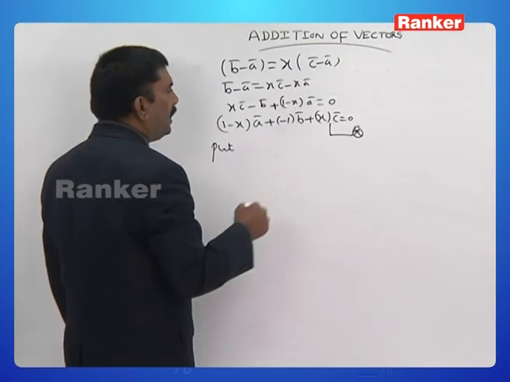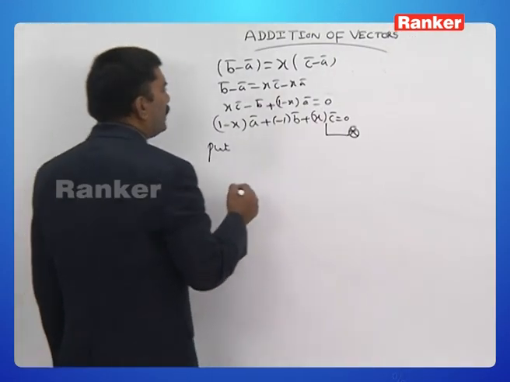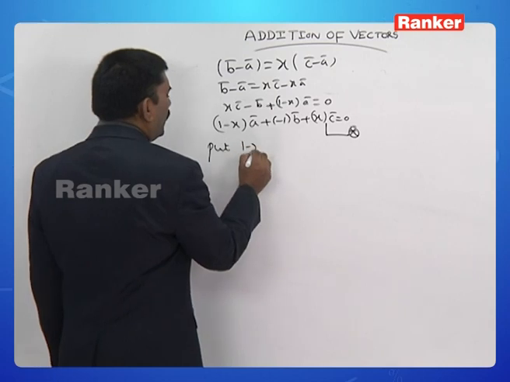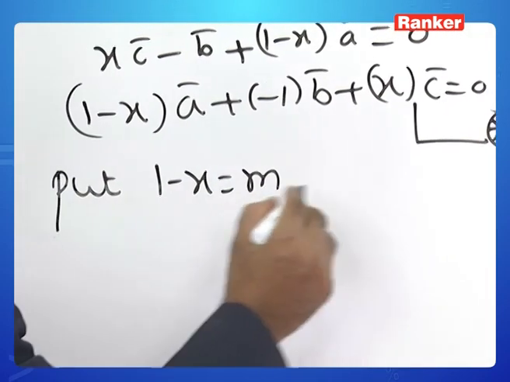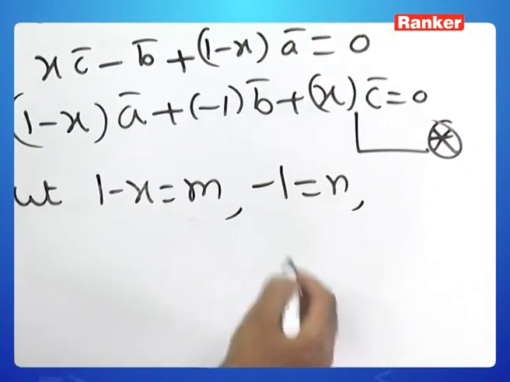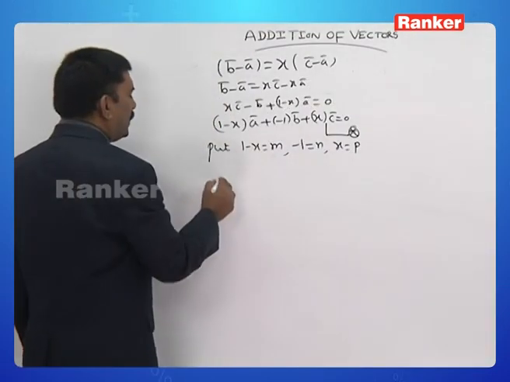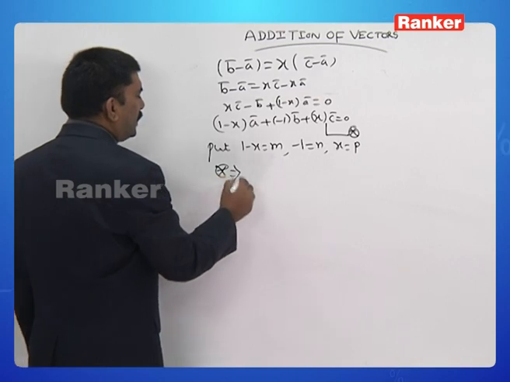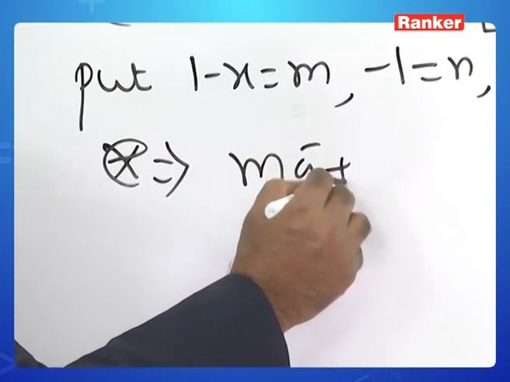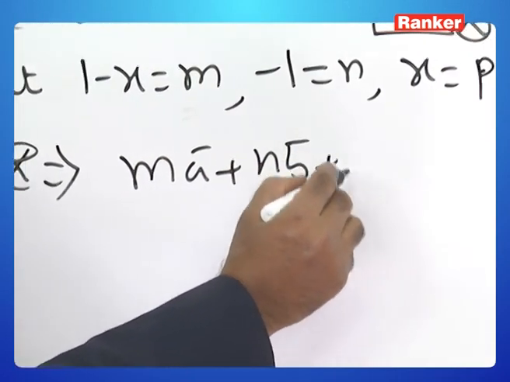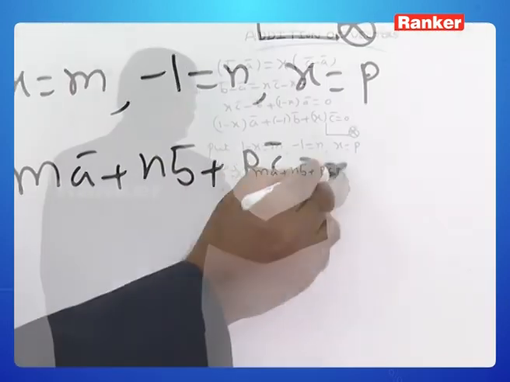Now I have taken X A bar. Instead of this, put 1 minus X equal to M. Next, minus 1 is equal to N, and X is equal to P. So star can be written as M A bar plus N B bar plus P C bar is equal to 0.